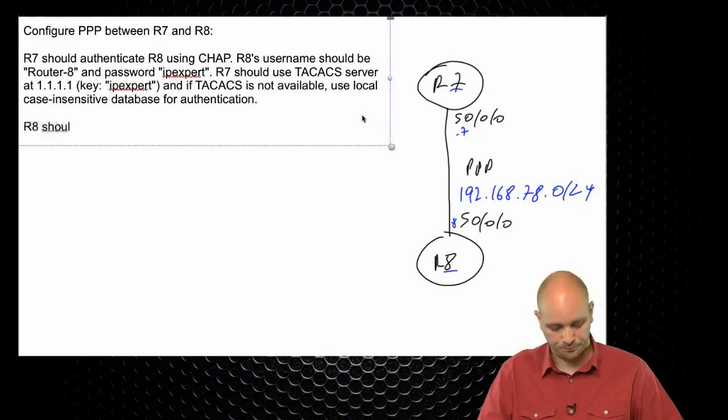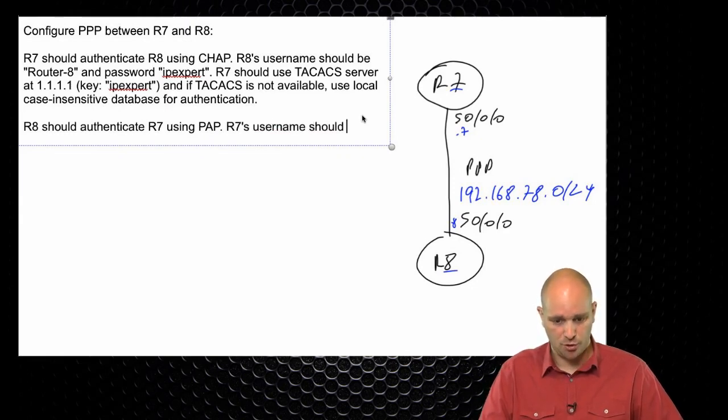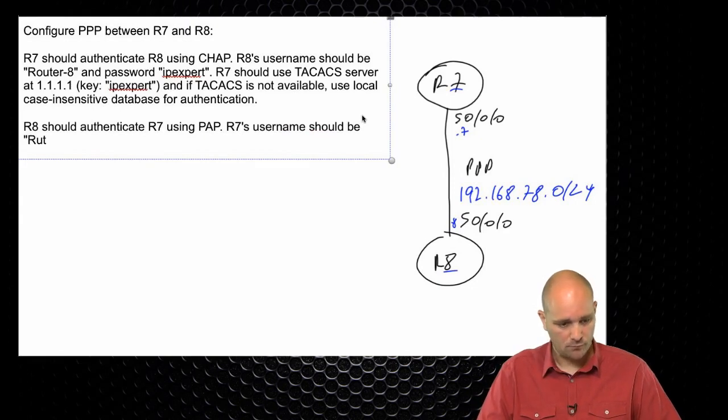R8 should authenticate R7 using, let's say, let's use EAP. No, actually, let's use MSCHAP. Nah, PAP. I'll go over those other examples later on. PAP. R8 should authenticate R7 using PAP. R7's username should be router-7 and password IP expert.